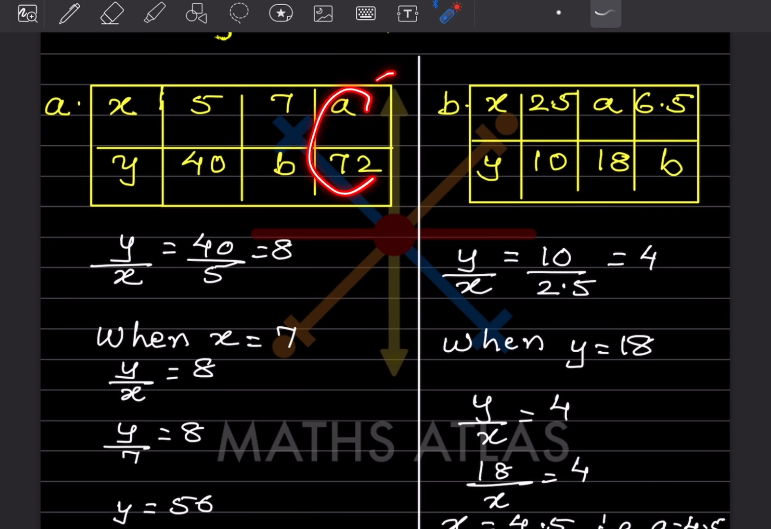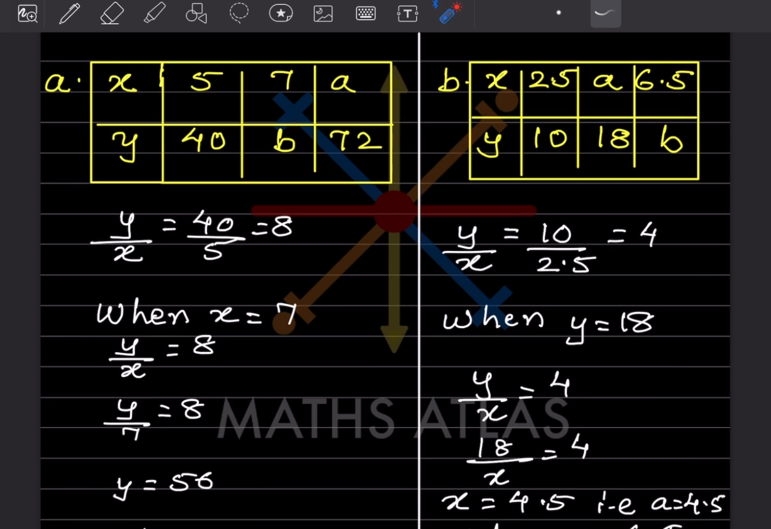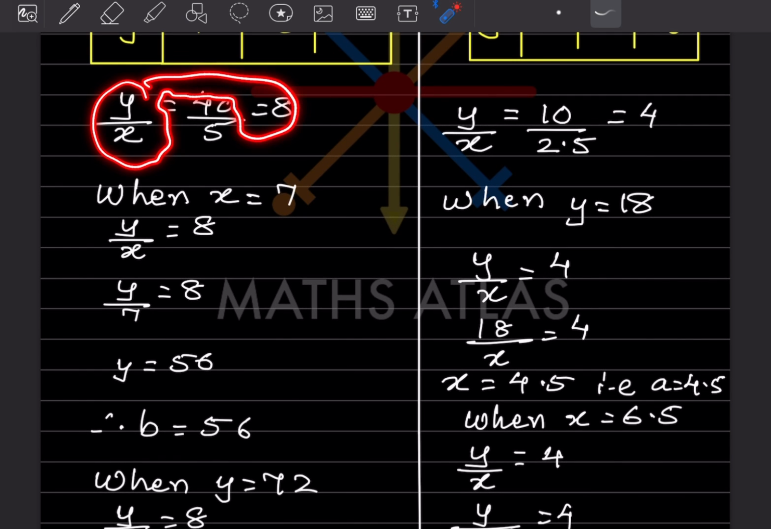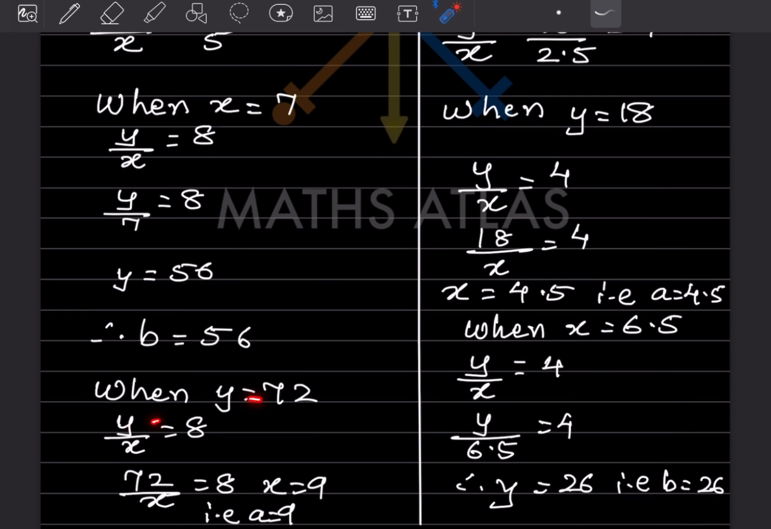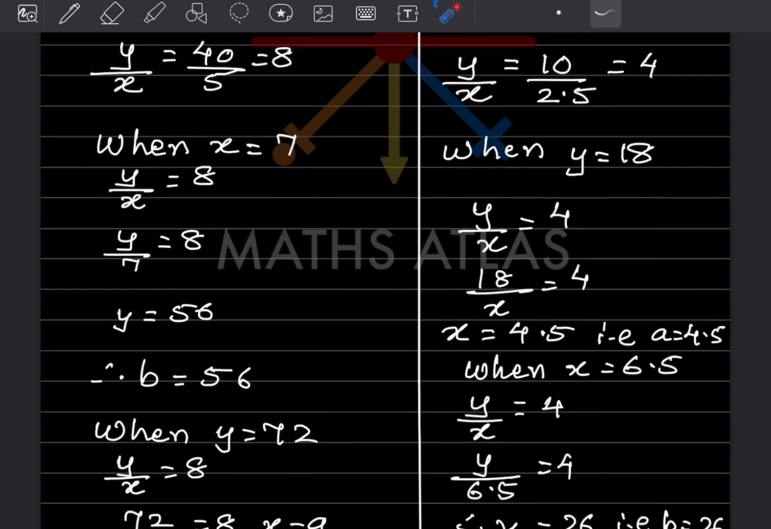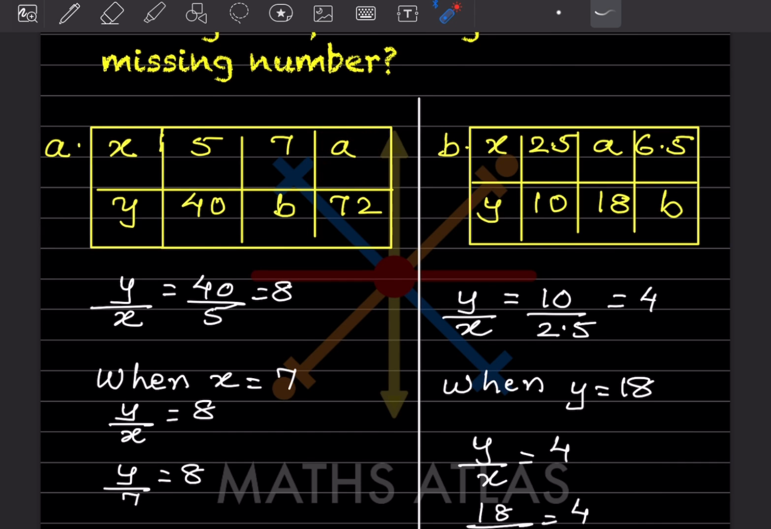Now we will go for this part. When y is 72, we don't know the value of x. So again we use y by x is 8. In place of y, we put 72, and we don't know x. After rearranging, this is going to be 8x is 72. So x is going to be 72 divided by 8, that is going to be 9. So x is 9, which means a is going to be 9.